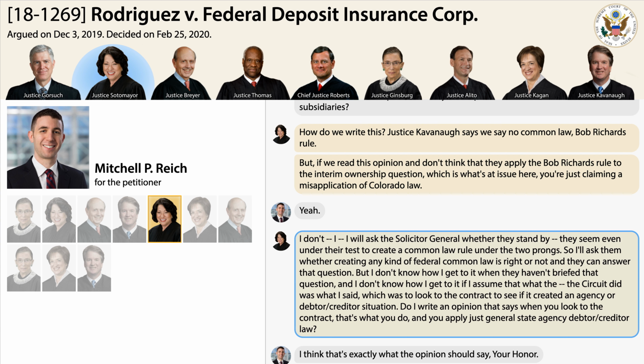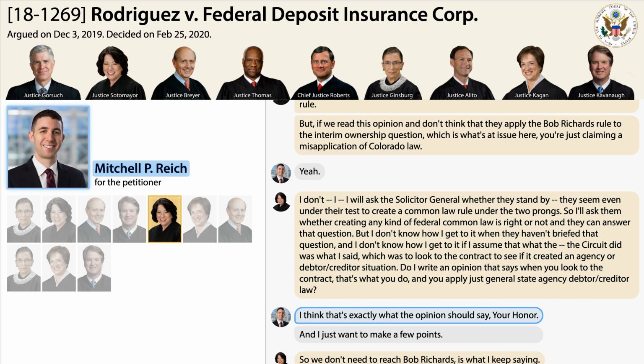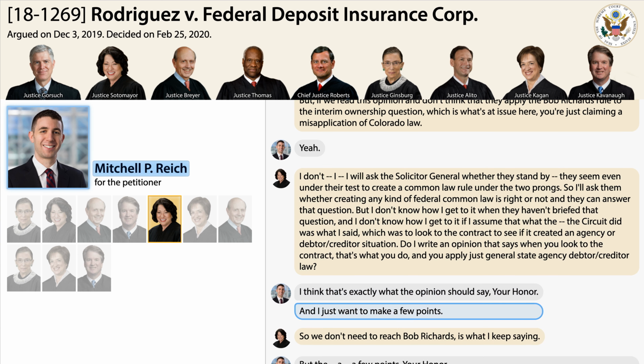And I don't know how I get to it if I assume that what the circuit did was what I said, which was to look to the contract to see if it created an agency or debtor-creditor situation. Do I write an opinion that says when you look to the contract, that's what you do, and you apply just general state agency debtor-creditor law? I think that's exactly what the opinion should say, Your Honor, and I just want to make a few points.